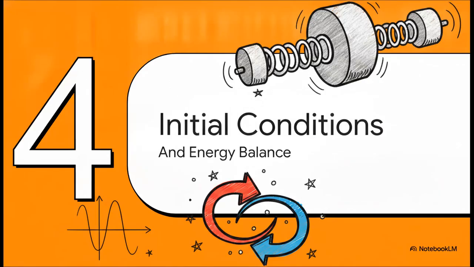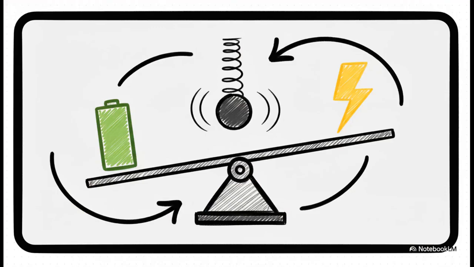All right, on to part 4, initial conditions and energy. So the equation gives us the rhythm, right? But it doesn't tell us the size of the bounce. That all comes down to energy. Think of the energy in this system as this beautiful, continuous, perfectly balanced dance. You have potential energy, the energy stored up in the stretch of the spring. It's at its absolute maximum when you pull the mass all the way down, but it drops to 0 exactly as it passes that resting middle point.